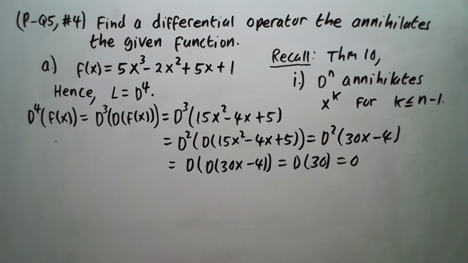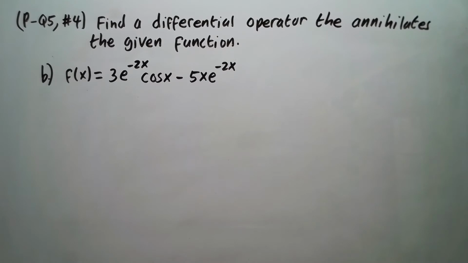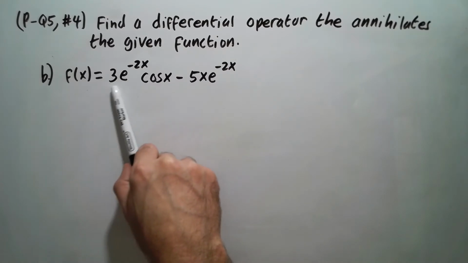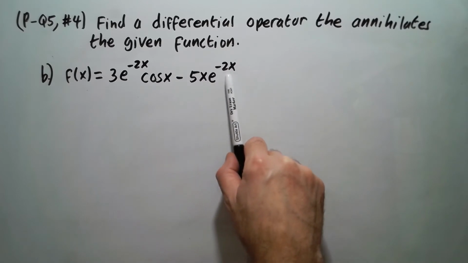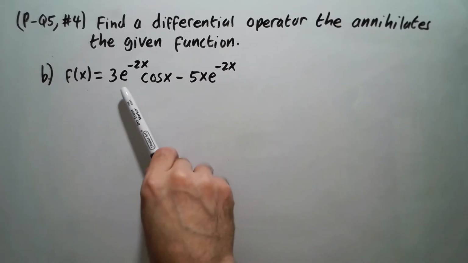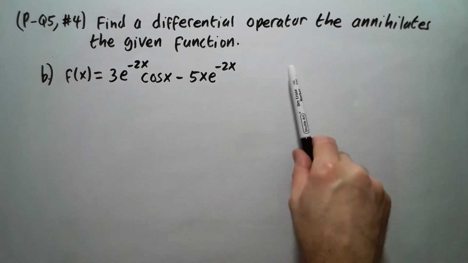Okay, let's do part B now. So I'm going to erase part A now and we'll do part B. Okay, B, this time we have f(x) equals 3 e to the minus 2x cosine of x minus 5x e to the minus 2x. So to do this one, we're going to be using theorem 10 and 11.